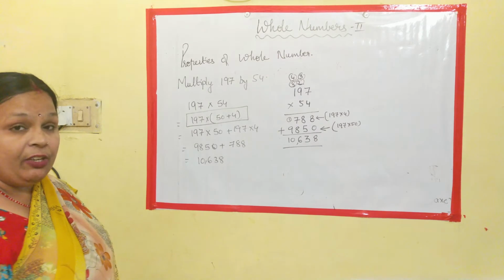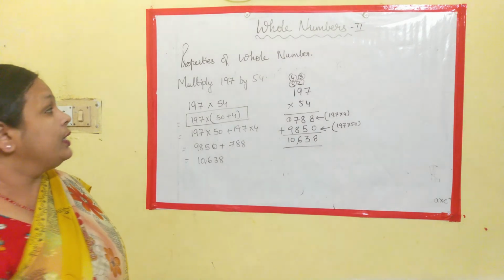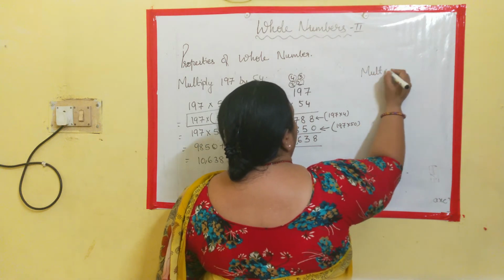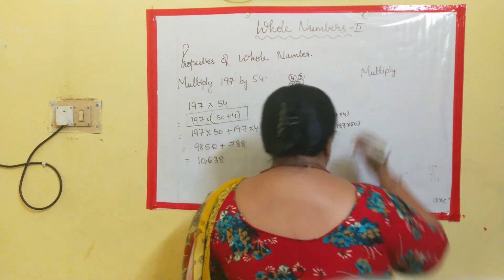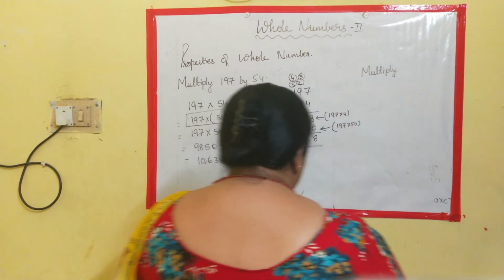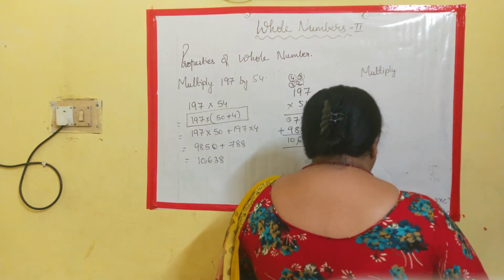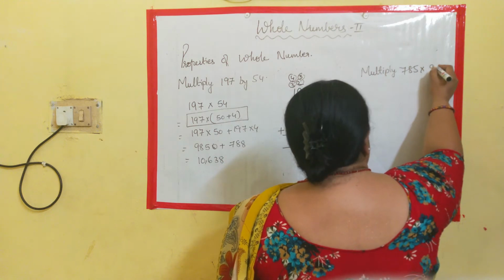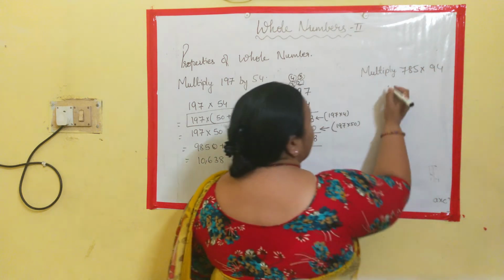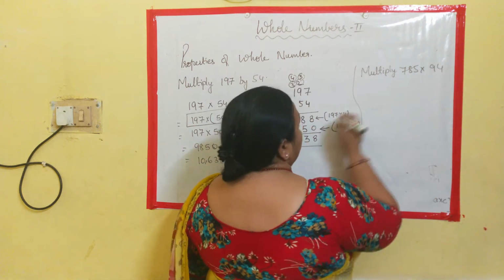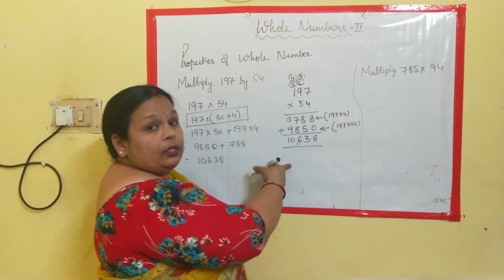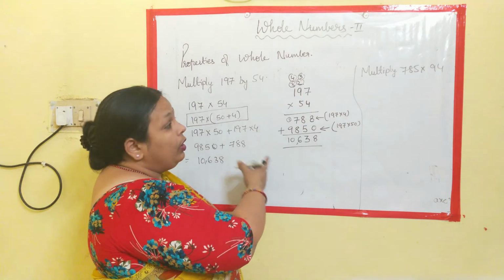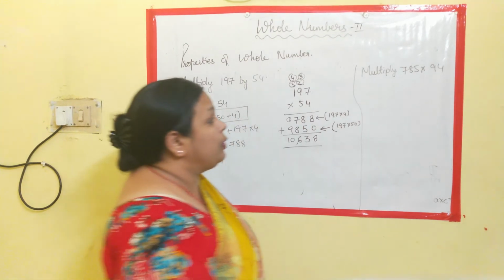Here you are using your distributive property. This was with addition. Let's quickly take one example for subtraction also. Multiply 785 into 94. So what we will be doing here is, we are not going to multiply it like this, as I used that method just to explain to you. Now we will be using only our distributive method.